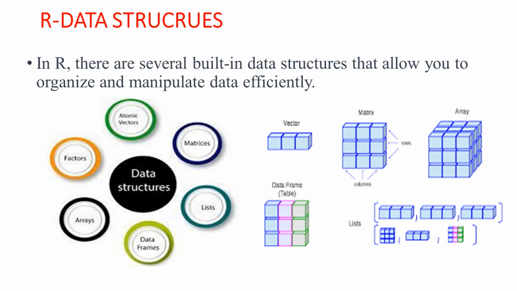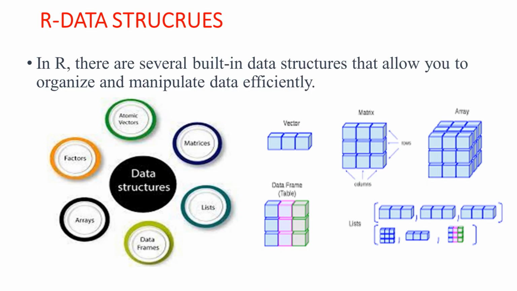So let me discuss data structures, the different data structures available in R. Data structure means how data will be organized, that is, how multiple data get organized in a particular object or in memory. That is called a data structure. There are several built-in data structures that allow you to organize and manipulate data efficiently in R. Mainly we have 6 different data structures.